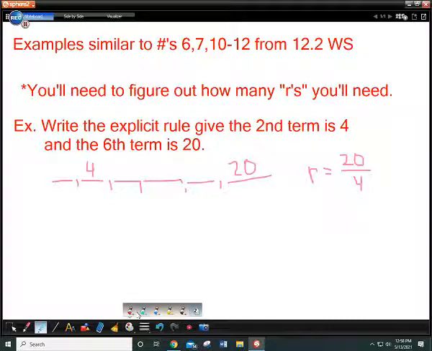And then I need to figure out how many R's we're going to use. So here to here, I would have to multiply this by an R. From here to here, I would have to multiply by an R. From here to here, I would have to multiply by an R. And then I would have to take this number times the R to get the 20. So that's 1, 2, 3, 4 R's.